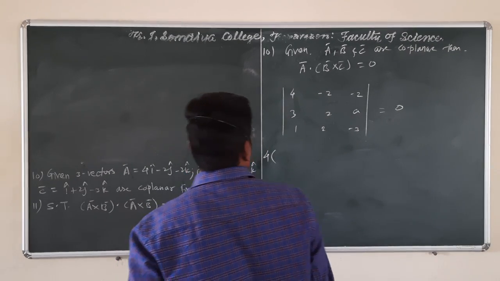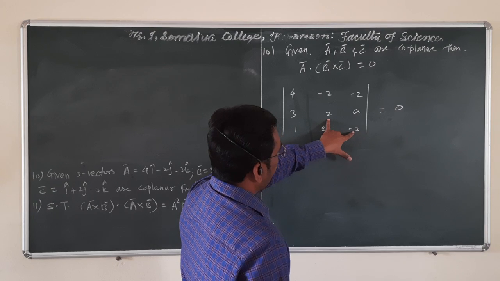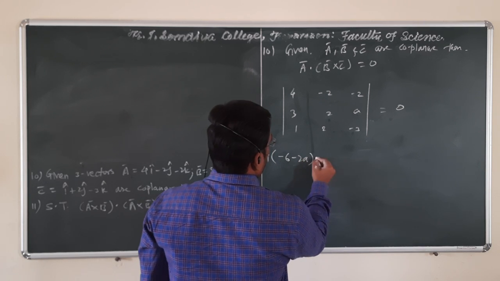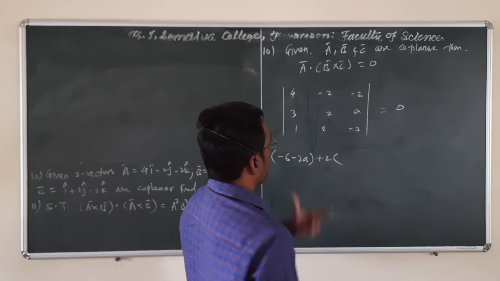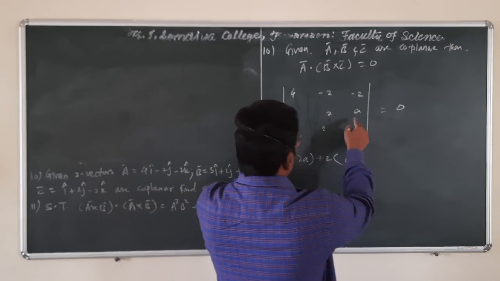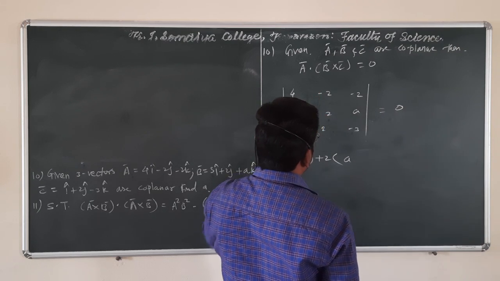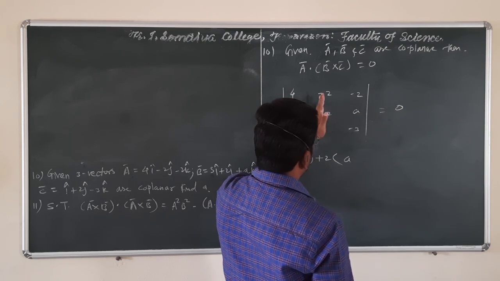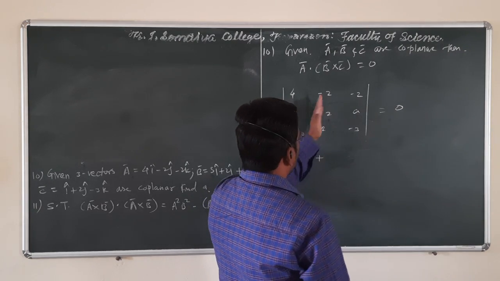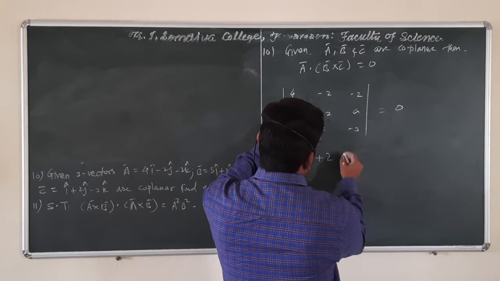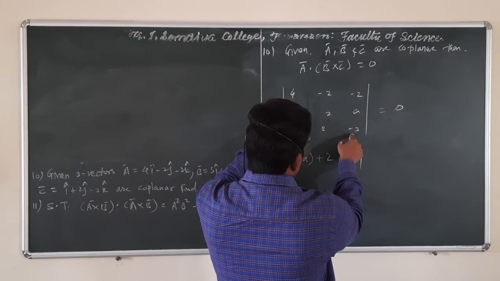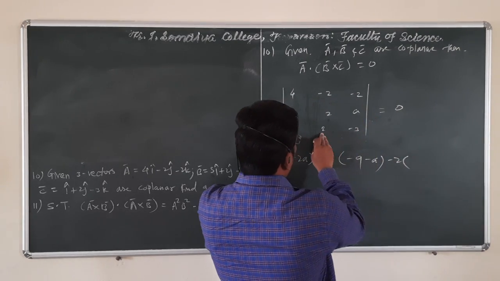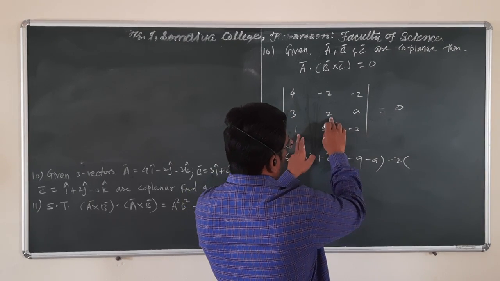So 4 multiplied by minus 6 minus 2a, plus 2 multiplied by a, then plus 2 multiplied by minus 9 minus a, and minus 2 multiplied by 6 minus 2, which is 4.